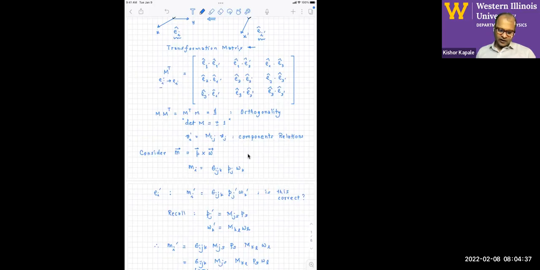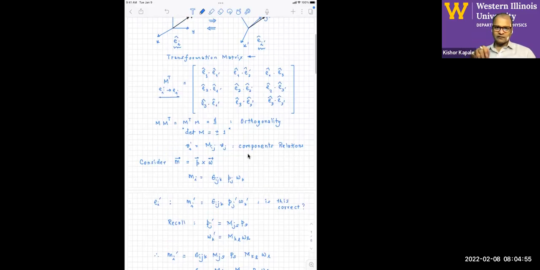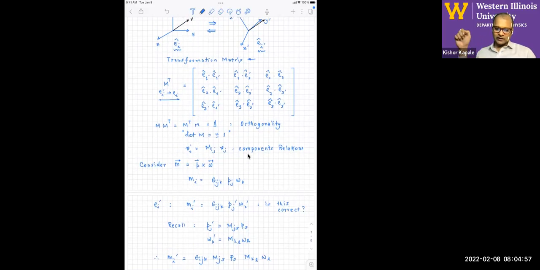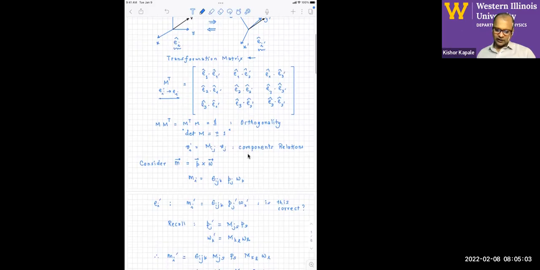So if I want to express a vector in the prime coordinate system and want to determine its normal ei coordinates, then the transformation matrix would look like this. So e1·e1 prime, e1·e2 prime, e1·e3 prime. So I missed prime there. And then same thing for e2 and then e3.